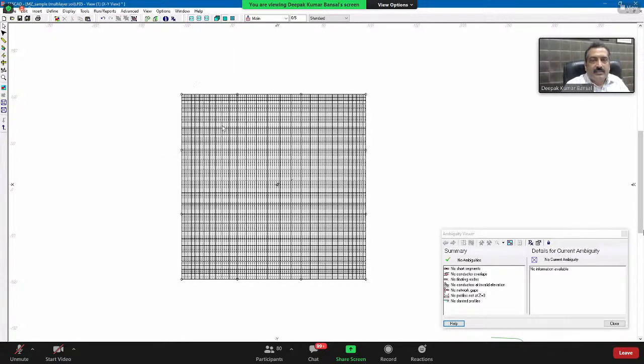Second thing is, this is the profile. This profile we have made at the entire grid area. So the software will calculate touch and step voltages at the places where we have made the profile.